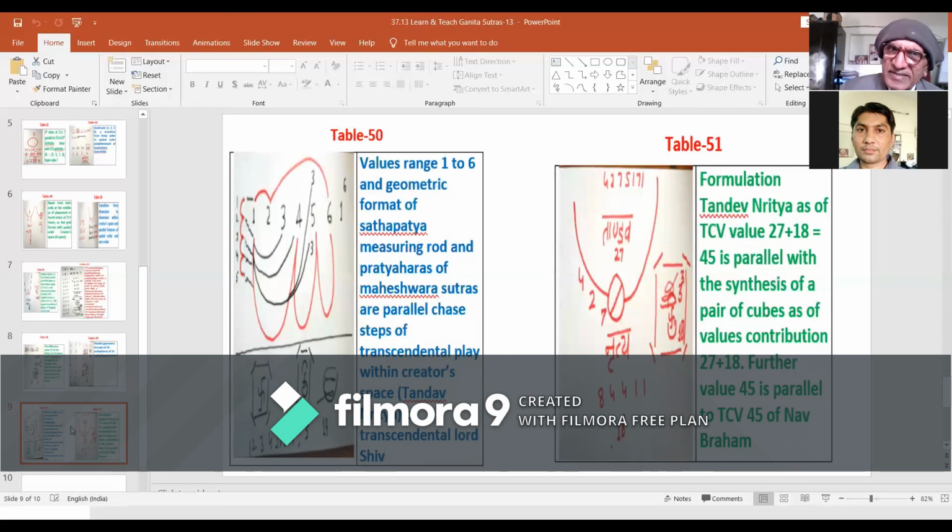Values range 1 to 6, and geometric format of Stapatya Miring Rod and Pratyaharas Maheshwara Sutras are parallel chase steps of transcendental play within Creator's space. Tandam Nritya, transcendental play of transcendental Lord Shiv. Formulation: Tandam Nritya as a value 27 plus 18 equal to 45 is parallel to the synthesis of a pair of cubes contributing 27 and 18 structural components, and value 45 being parallel with the TC value of Nav Brahm.